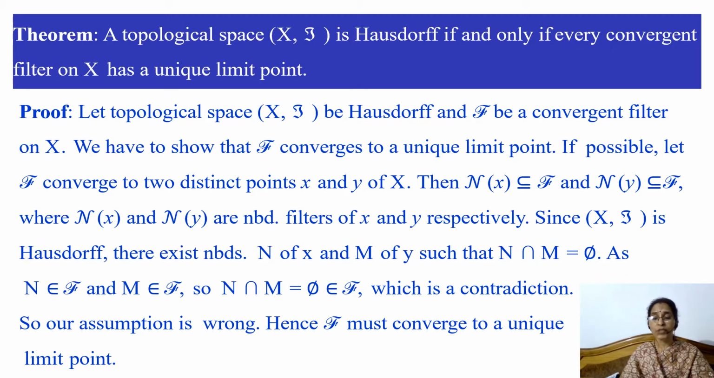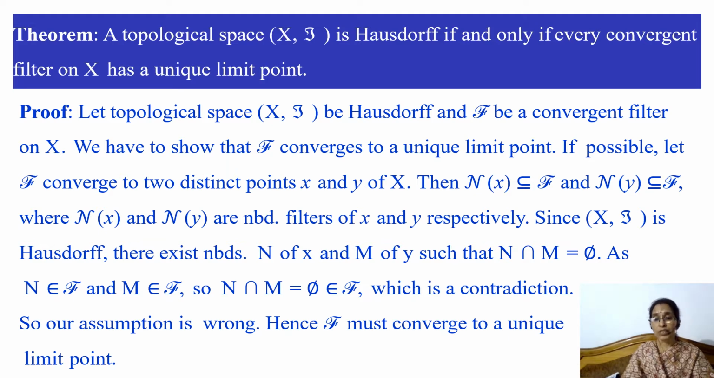Earlier we have observed that in an indiscrete space, every filter on that space converges to every point of the space. That means every point of an indiscrete space is a limit point of every filter on that space. Here we have to show that Hausdorffness implies that every filter converges to a unique limit point, and the converse also holds. Let us prove this theorem.